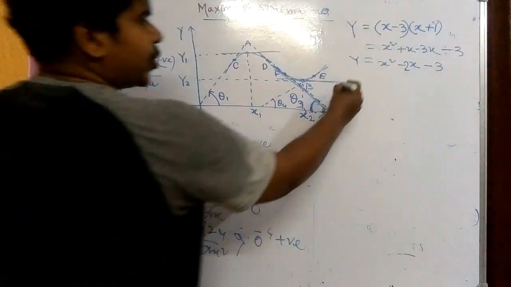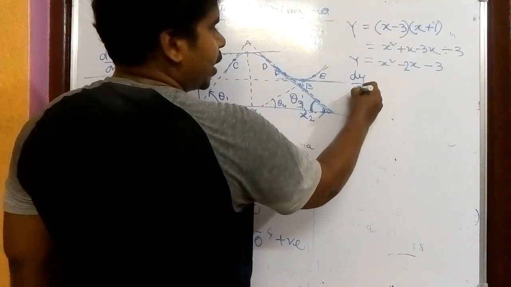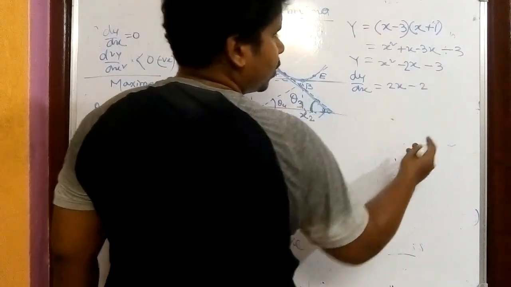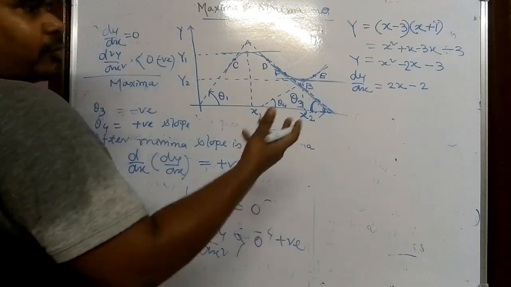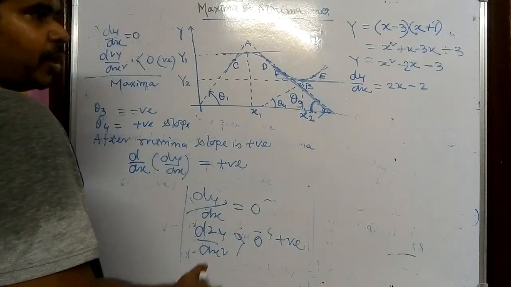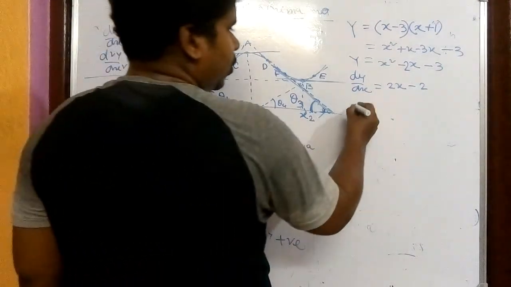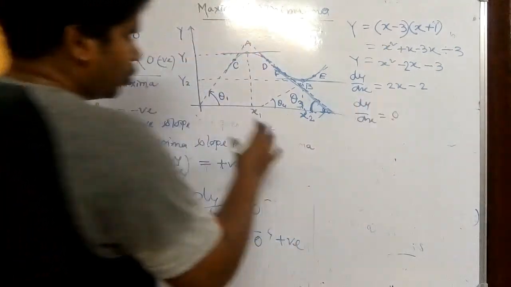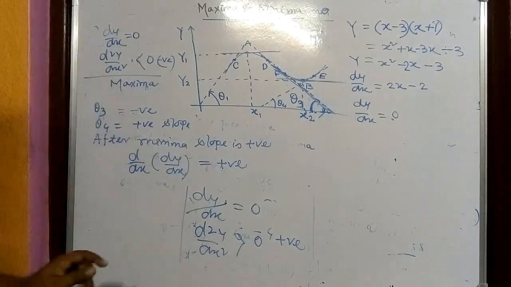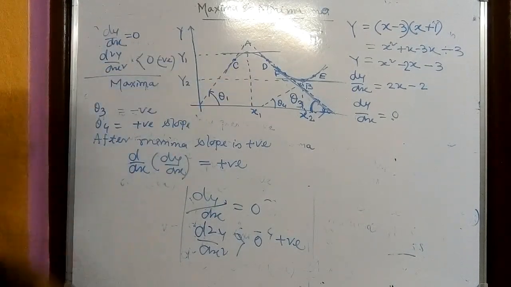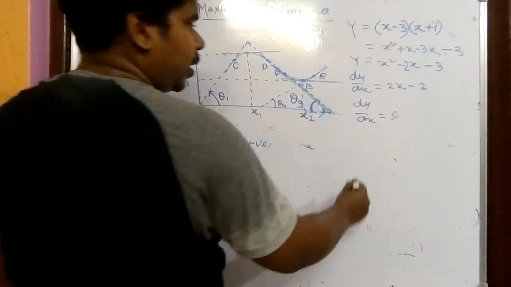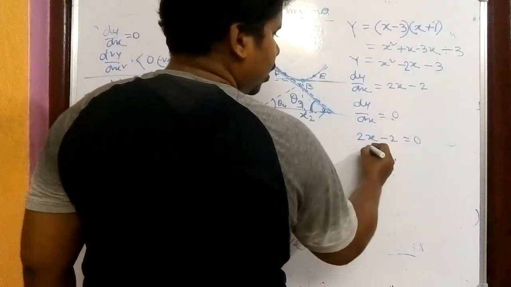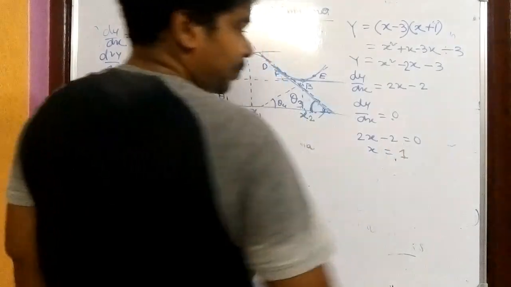Now if I differentiate, dy by dx will be 2x minus 2, and for 3 it is 0, because differentiation of a constant quantity is 0. Now make dy by dx equals to 0. To find maxima or minima, up to this step it is the same. So 2x minus 2 equals to 0, so x equals to 1.